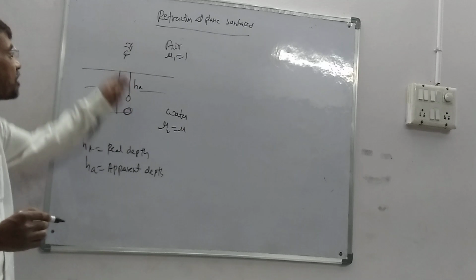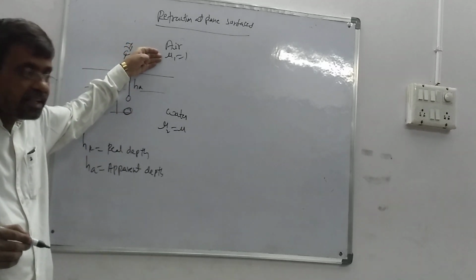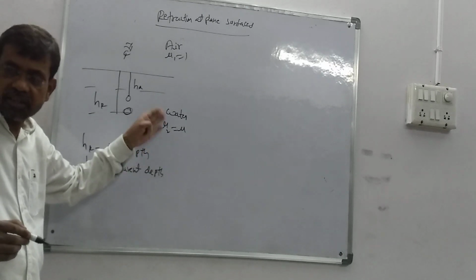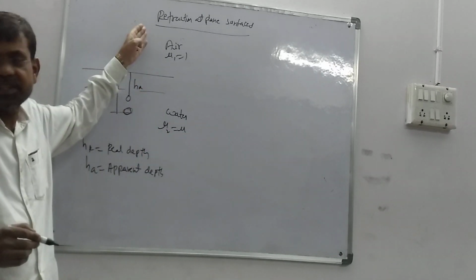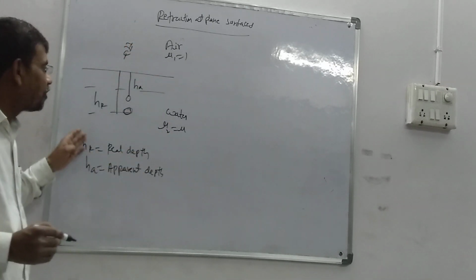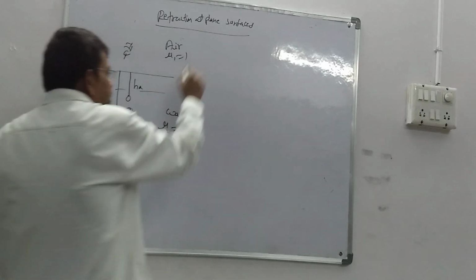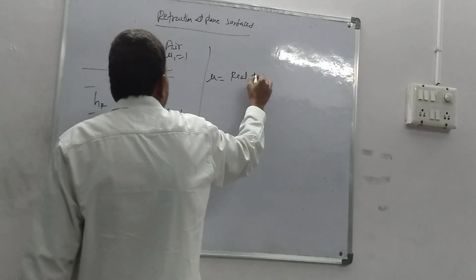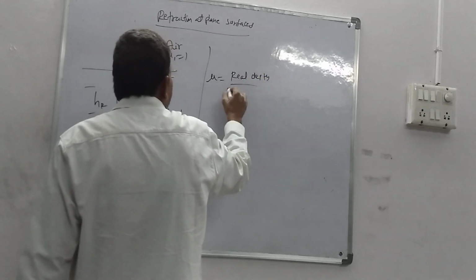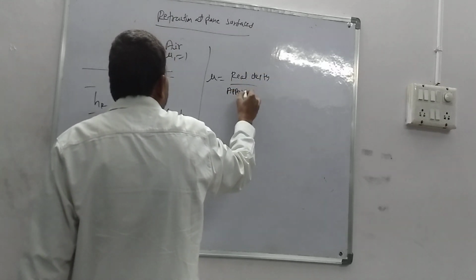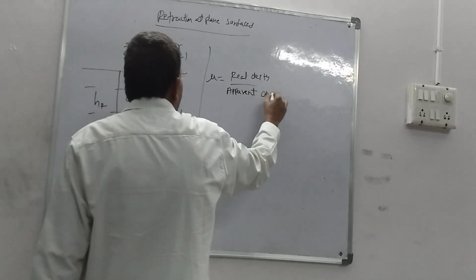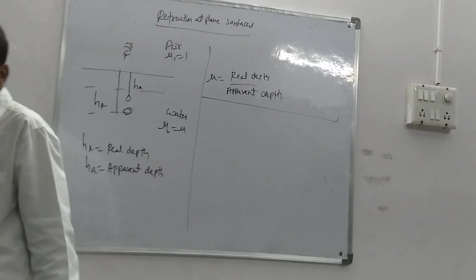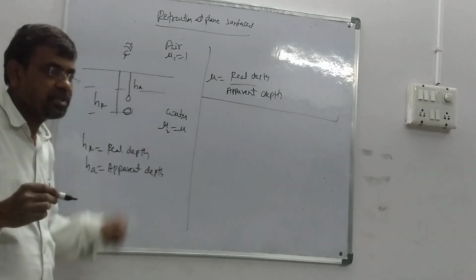So when we are observing, if the observer is in the air, and the refractive index of the water, or glass, any denser medium, is mu, but this must be air. At that time, what is the formula for refractive index? We are adding one formula. Mu equals real depth by apparent depth. So this is the formula for finding refractive index of the denser medium.